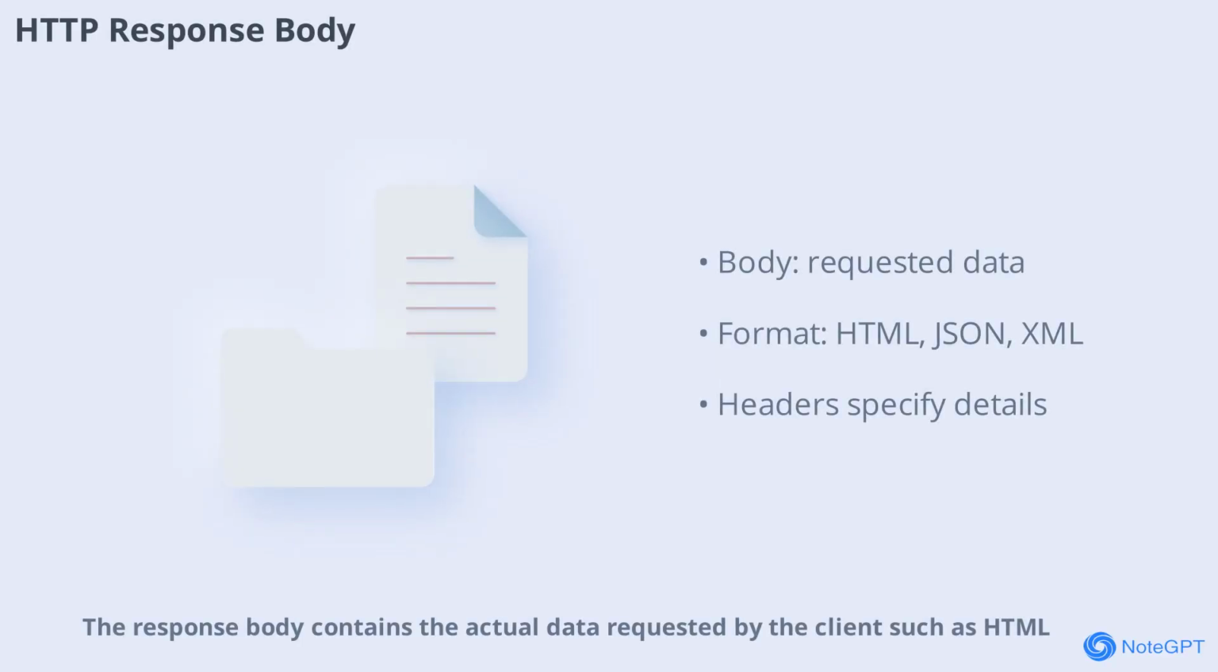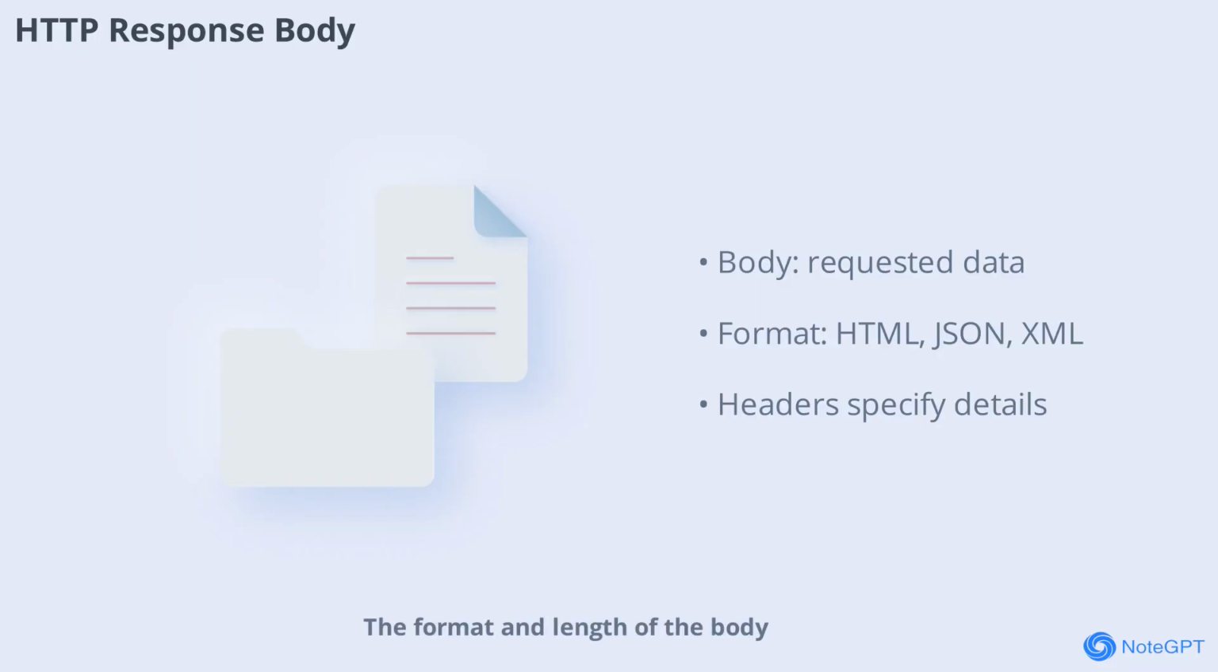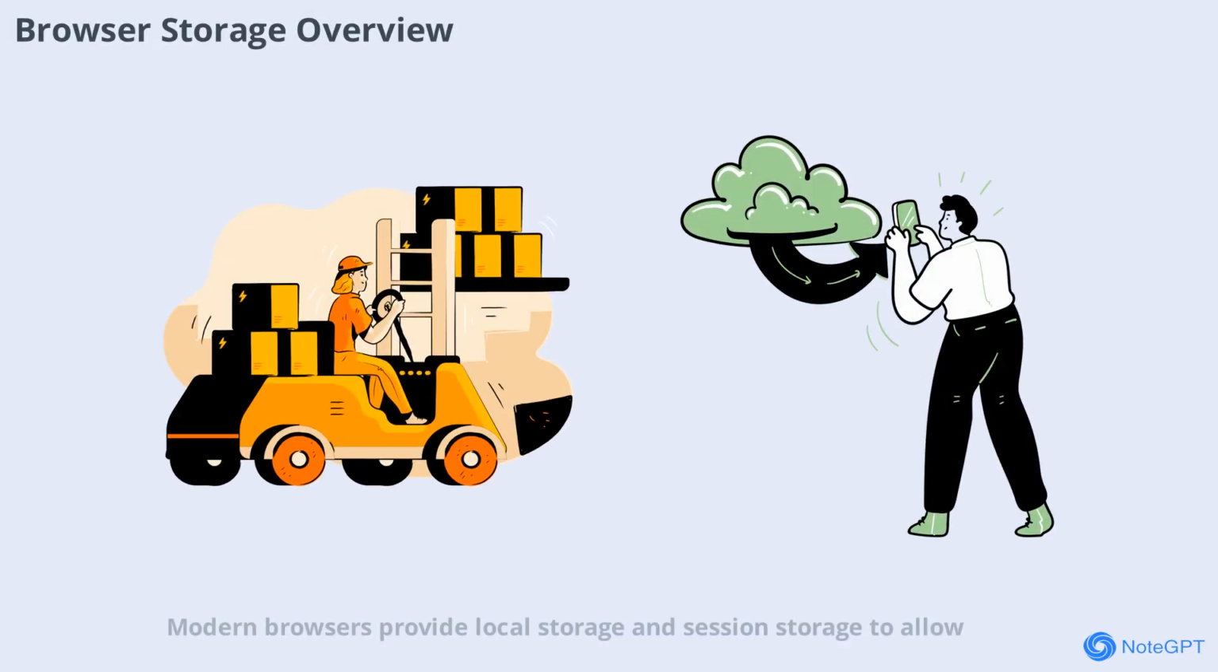The response body contains the actual data requested by the client, such as HTML, JSON, XML, or other formats. In successful requests, the body delivers the resource, while in error cases it may provide details about the issue. The format and length of the body are specified by headers like Content-Type and Content-Length. Modern browsers provide local storage and session storage to allow web applications to store data locally on the user's device.